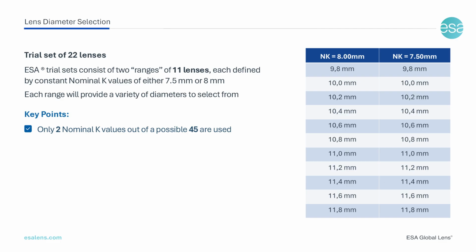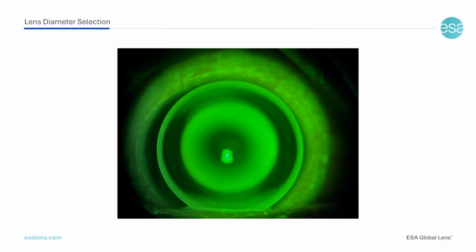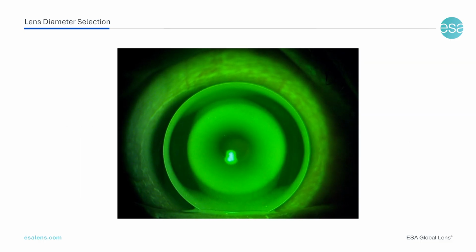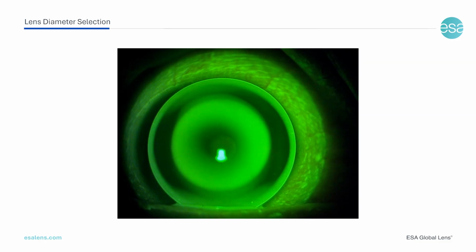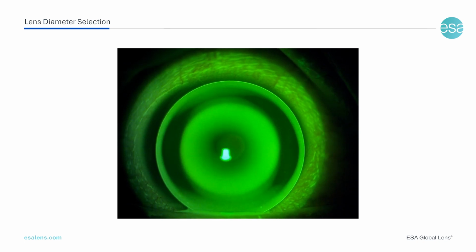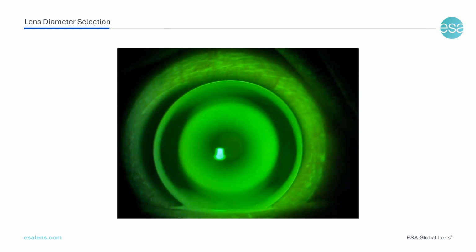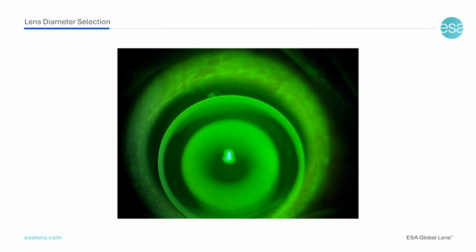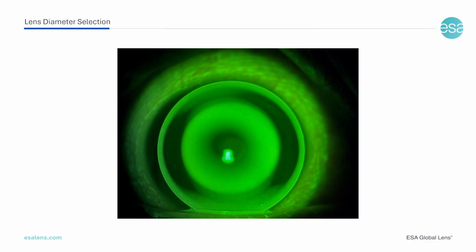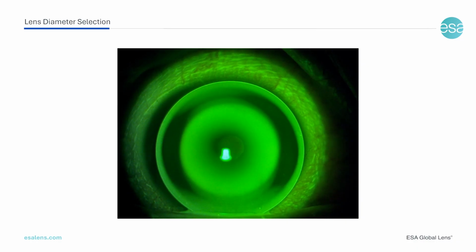Consequently, the trial lens will rarely match the patient's corneal geometry perfectly. Furthermore, because these lenses are axisymmetric, they may not align well with astigmatic corneas. While these factors can make the initial fit appear inadequate, accurate diameter estimation remains entirely achievable with focused observation.